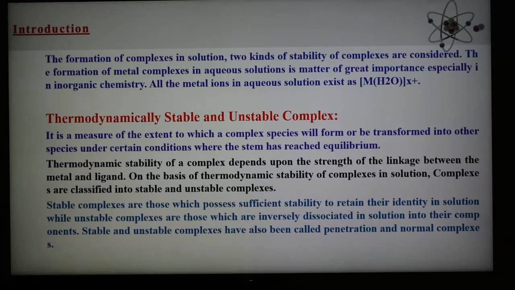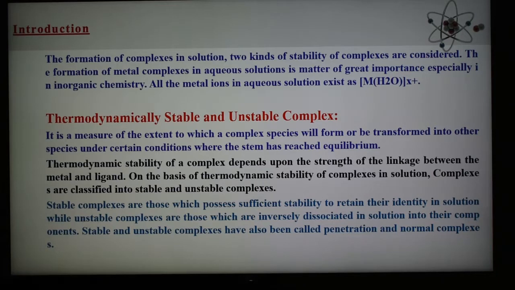The formation of metal complexes in aqueous solution is a matter of great importance, especially in inorganic chemistry. All the metal ions in aqueous solution exist as M(H2O)n, that is, some water molecules exist with the metal ion. In this case, the interaction between the hydrated metal ion and the ligand in forming the coordination complex is regarded as a Lewis acid-base reaction.